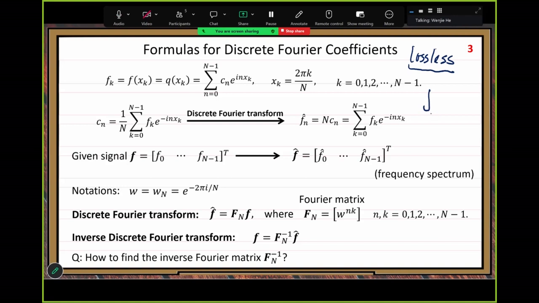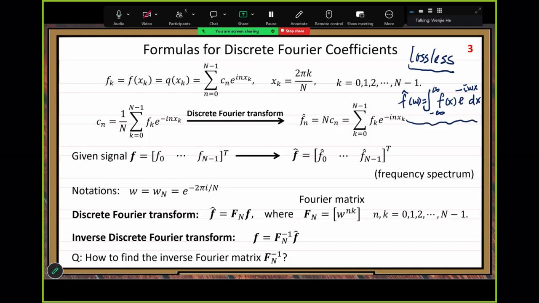Okay, yeah. Although negative infinity to infinity. Here I use F hat of W, the integral of negative I W X dx, right? So that's our continuous version of the Fourier transform.